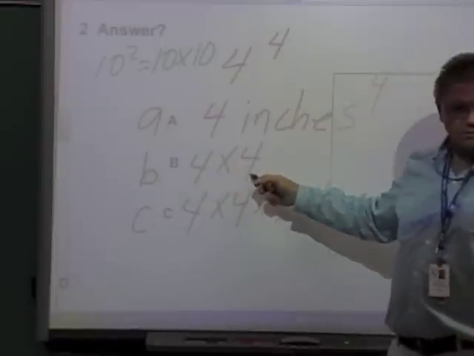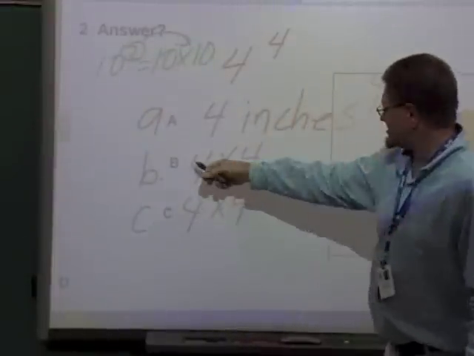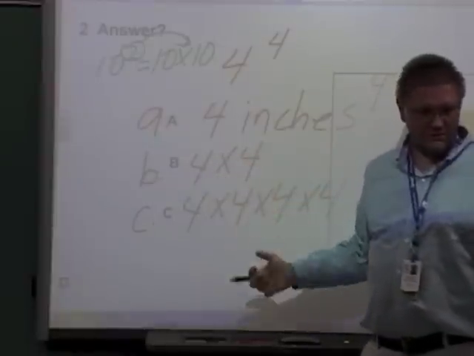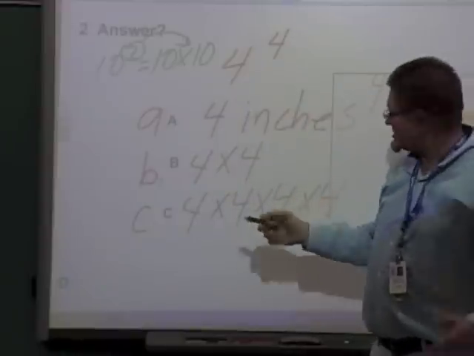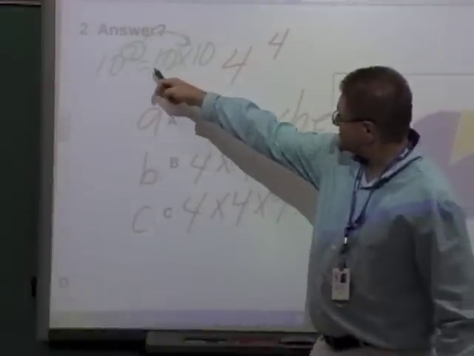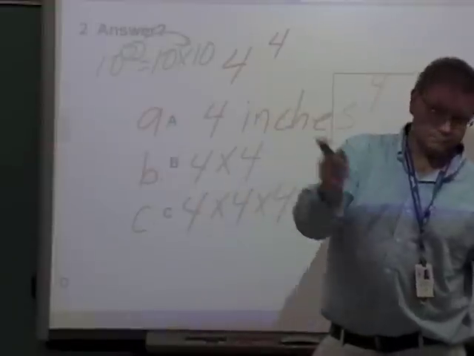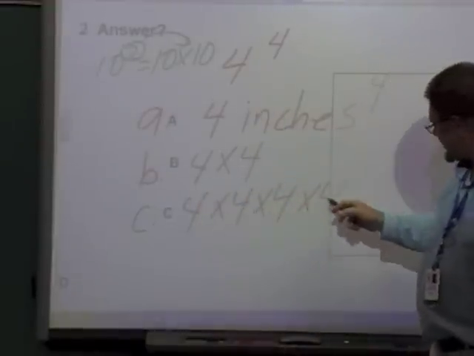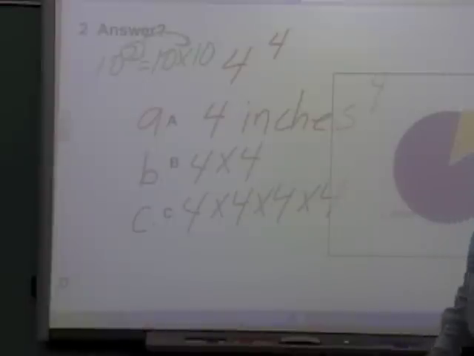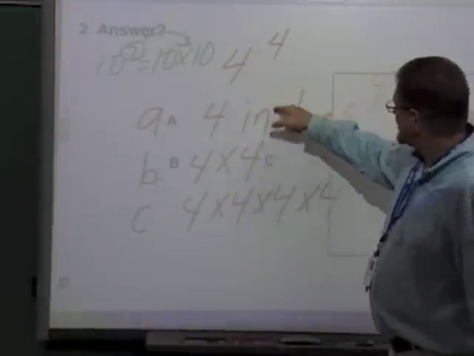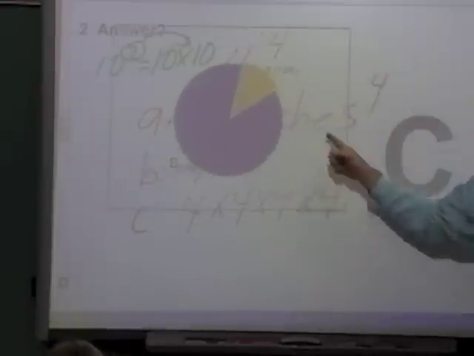4 times 4? No, because the 2 told us that there were 2 of them. But this would just be 4, and we need a 2 somewhere, right? There's only 2 of us. So C, 4 fours, 2 tens, 4 fours. And what do you do with them? Multiply. 1, 2, 3, 4, 4. Multiply. So the correct answer is C. We got C.